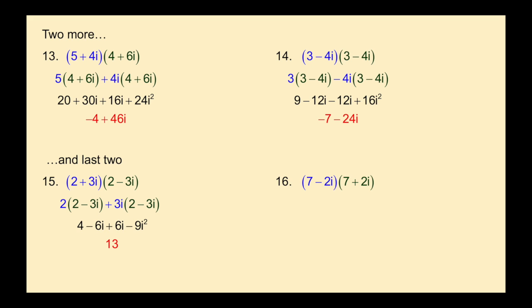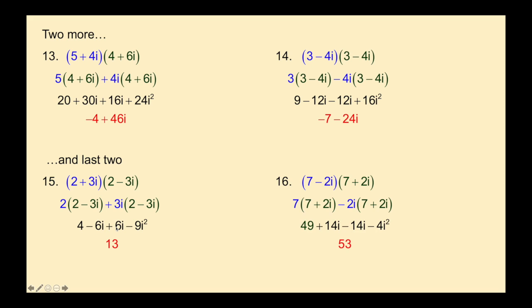And on 15, I've distributed. 2 times 2 gives me 4. 2 times negative 3i gives me negative 6i. 3i times 2 is 6i. 3i times negative 3i is going to be negative 9i squared. The i squared changes, and that makes this a positive 9. So 9 and 4 is going to give us 13. And then our middle terms actually cancel. So negative 6i and 6i are gone, and we just have 13.